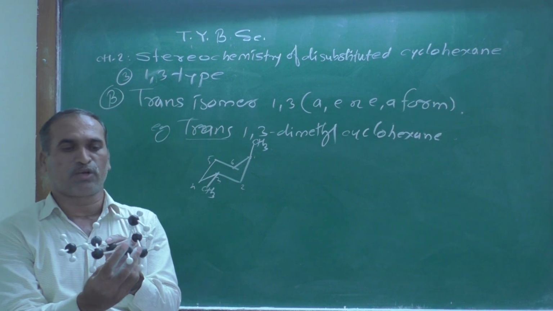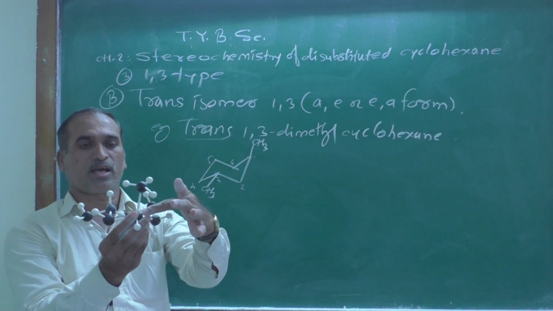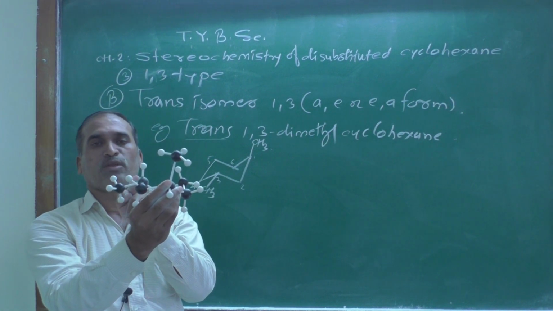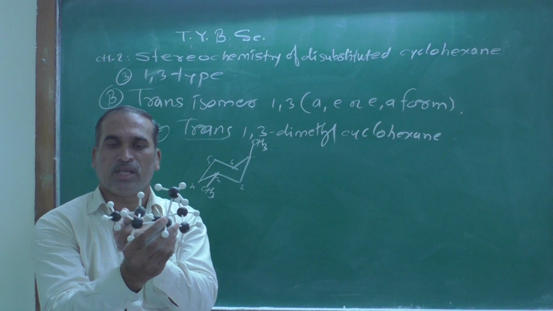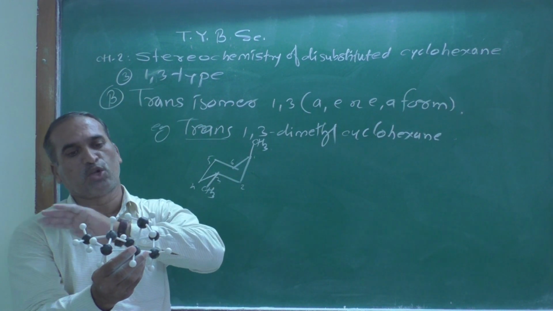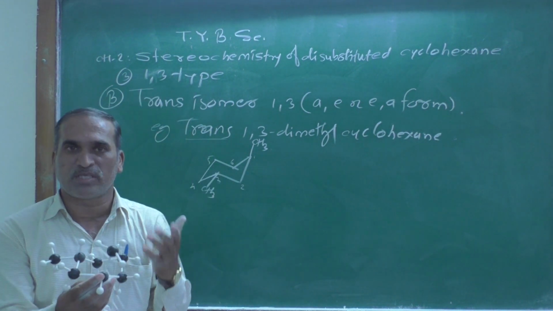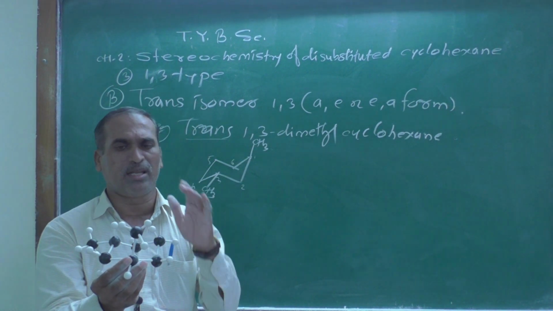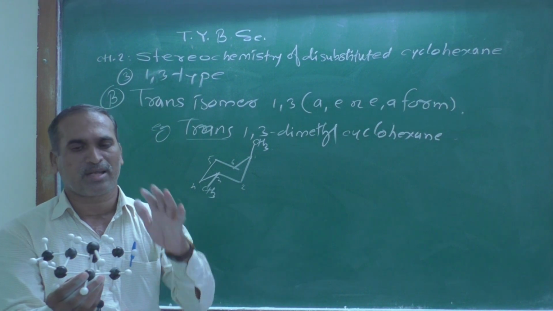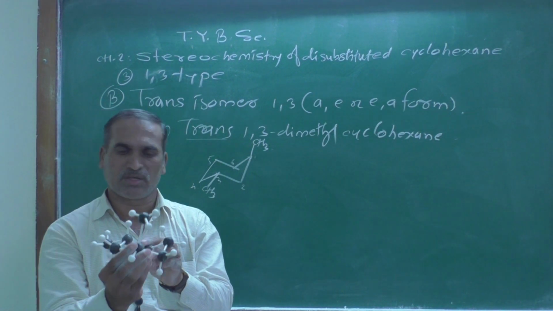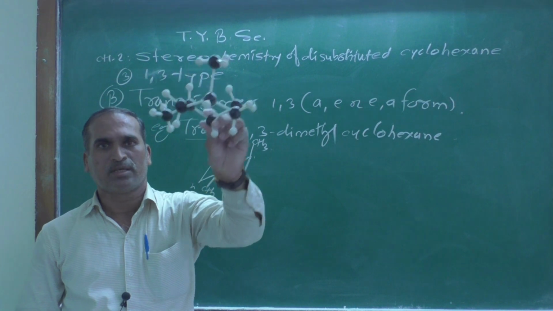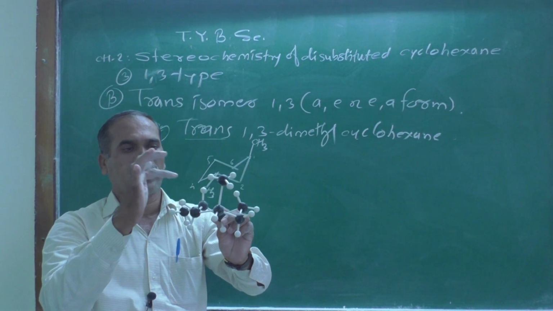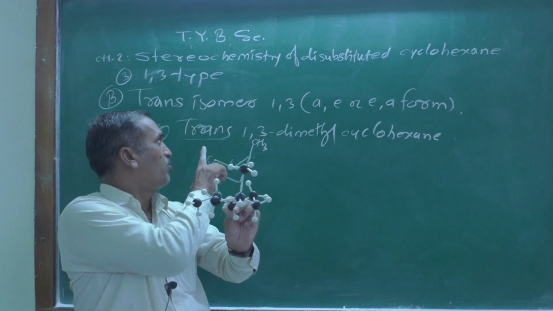Now look at the model. Observe the model carefully. What do you see? This is carbon number 1, 2 and 3. At the 3 position, this methyl group is present at the equatorial position, which is below the plane, and this methyl group is above the plane. By looking at the model, we can very easily find out the cis and trans. This is a trans conformation, right? So look at this model very carefully, one is above the plane, one is below the plane, and that's why it is trans.